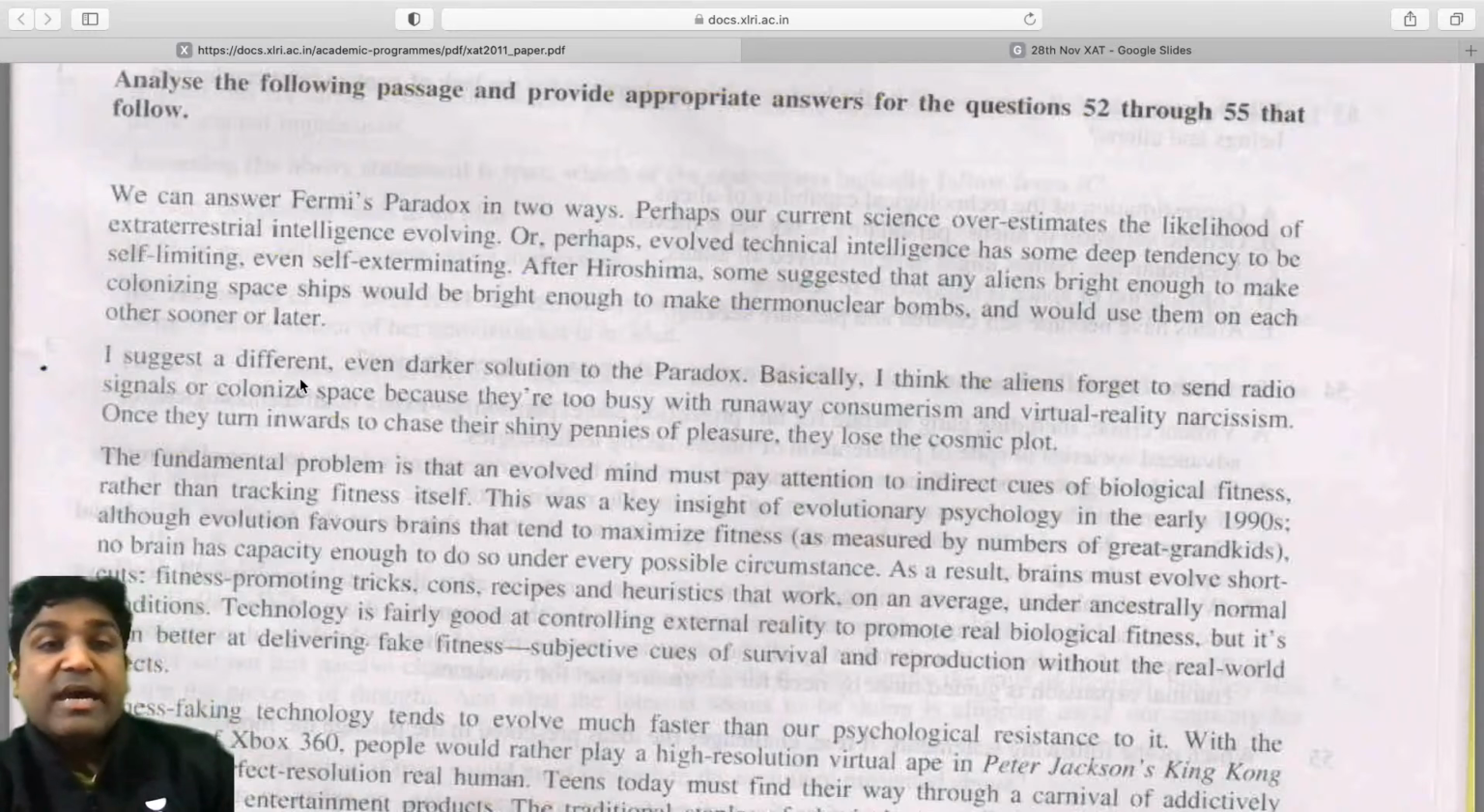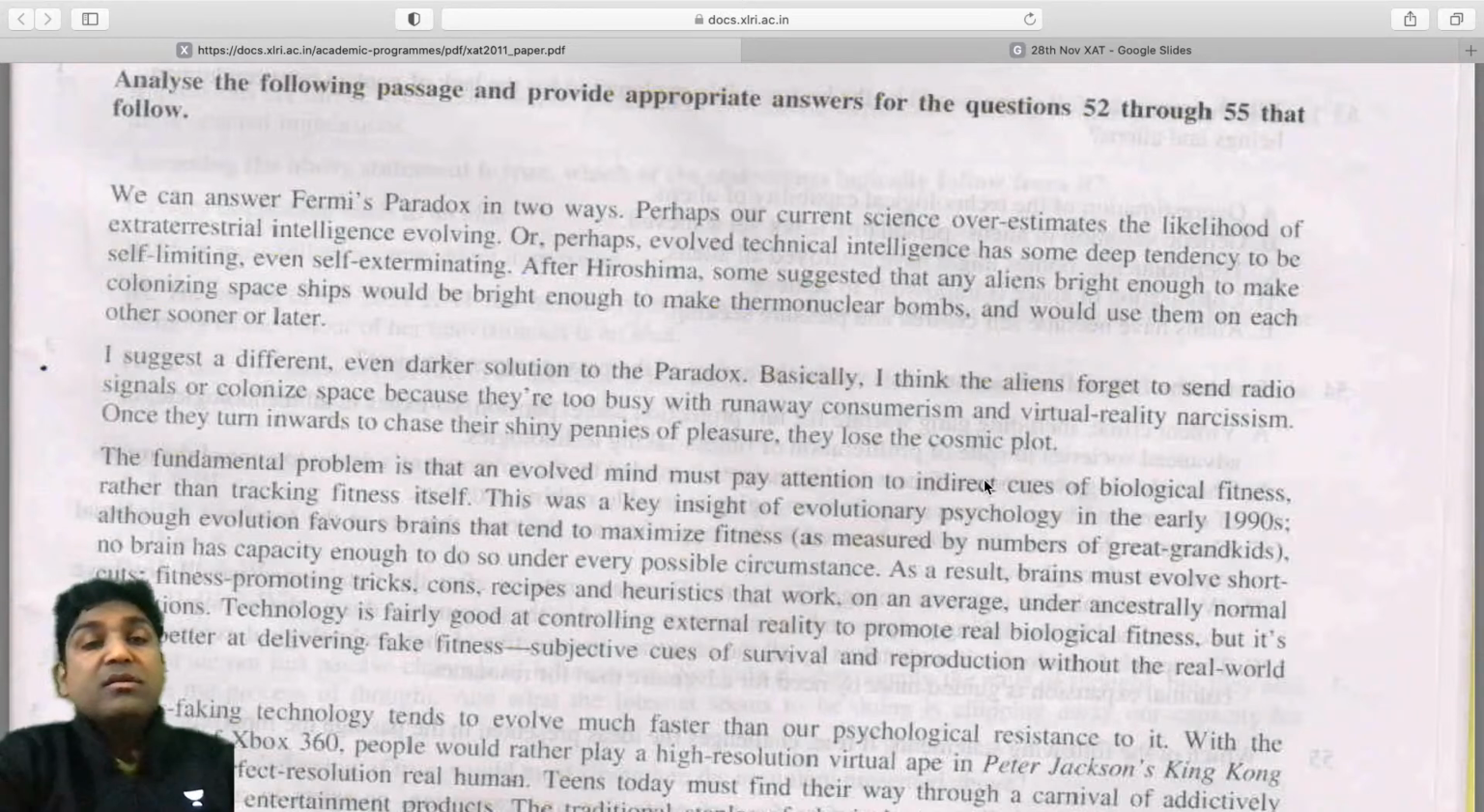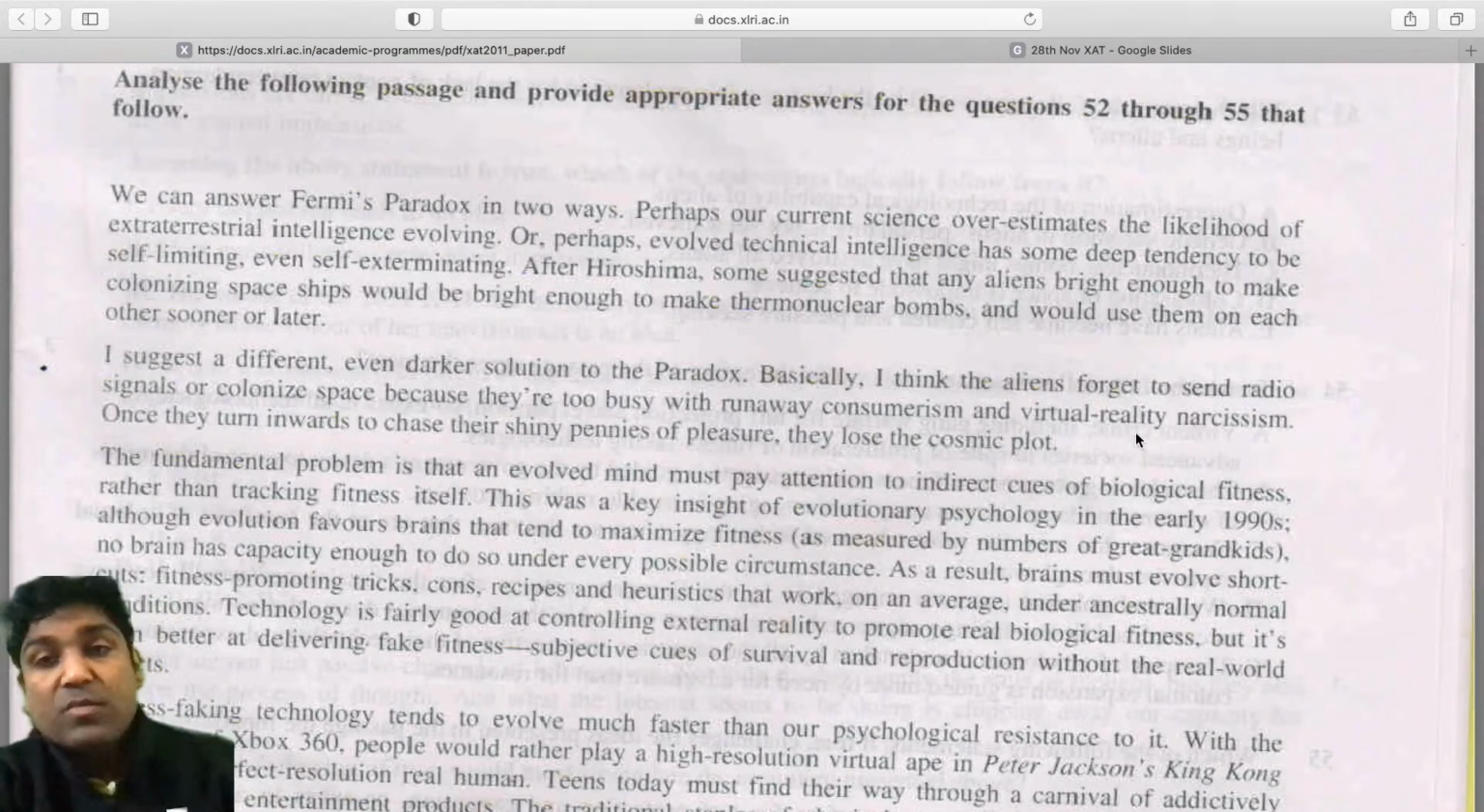I suggest a different, even darker solution to the paradox. Perhaps aliens forget to send radio signals or colonize space because they're too busy with runaway consumerism and virtual reality narcissism. Once they turn inwards to chase their shiny pennies of pleasure, they lose the cosmic plot.